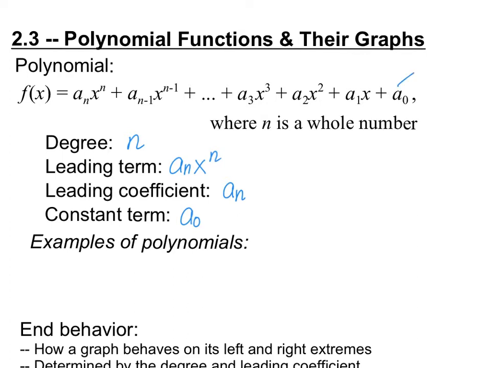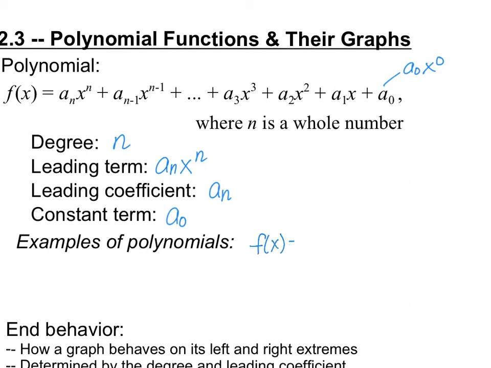Now, keep in mind that a sub 0 can also be thought of as a naught times x to the 0 power, because x to the 0 power is 1. And so it actually follows the pattern, and 0 is a whole number.